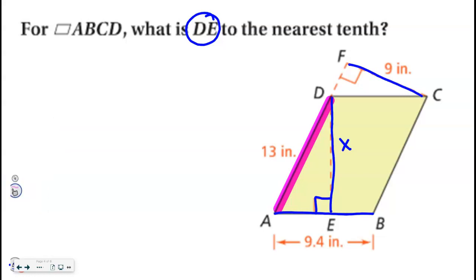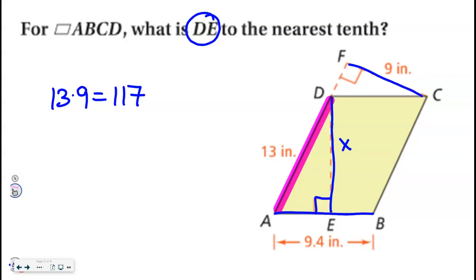But it's still the height that's gone perpendicular to that base. So if I did 13 times 9 on my calculator, 117 would pop up. That's not the answer to this question. That would be the answer to what is the area of the parallelogram. But if I know its area is 117, that'll help me find x.